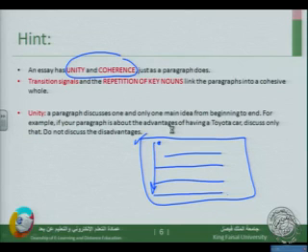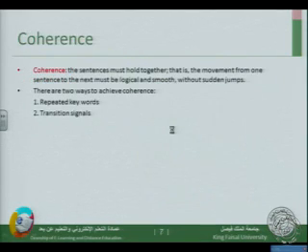Well, coherence can be achieved in two ways. First of all, you need to notice the transition words or signals and repetition of key nouns. If you find these two elements in an essay, you should know that this essay is cohesive. These paragraphs are cohesive. Coherence is actually about the sentences. It means sentences must hold together.